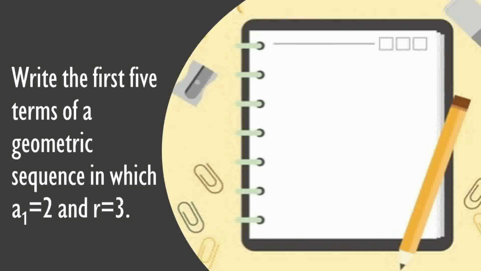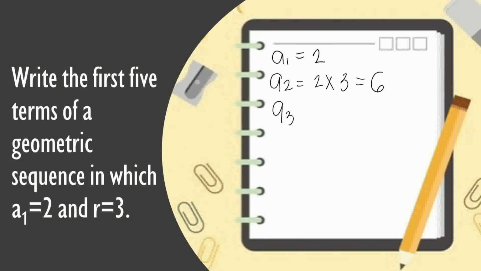Write the first 5 terms of a geometric sequence in which a sub 1 is equal to 2 and r is equal to 3. So here, meron na tayong a sub 1, which is our first term, so 2. And our common ratio, which is equal to 3. So para mahanap natin yung next na number or next na term, multiply lang natin yung ating previous number by 3. So a sub 2 is equal to 2 times 3 is equal to 6.